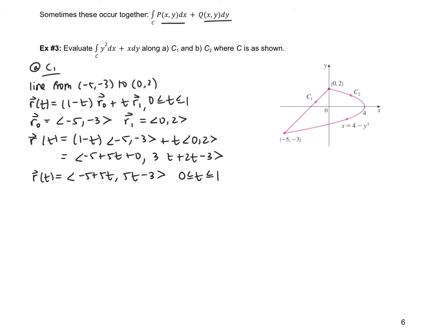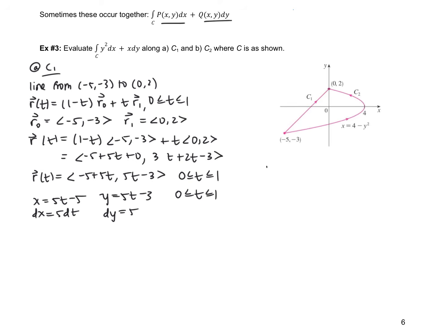Okay, so what we're going to have to use then is x is 5t subtract 5, which means dx is 5 dt. Our y then is 5t subtract 3. Our dy then is 5 dt. And again, t goes from 0 to 1.